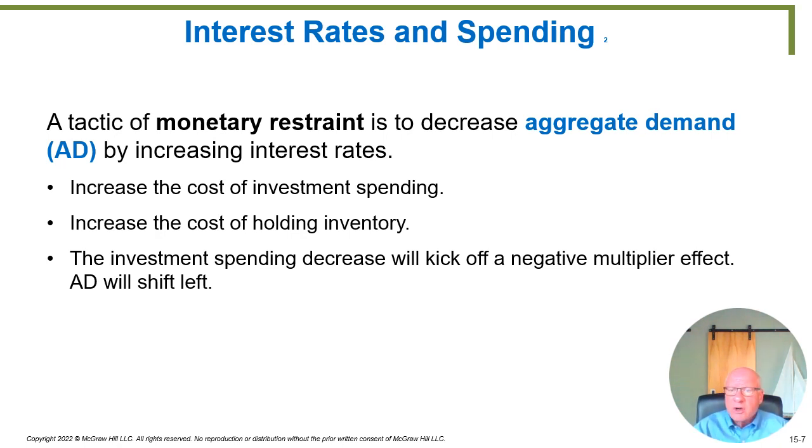So the Federal Reserve, we've gone through two different things the Federal Reserve could do. They could either stimulate the economy or they could restrain the economy by either printing more money and increasing the money supply or reducing the amount of money supply.